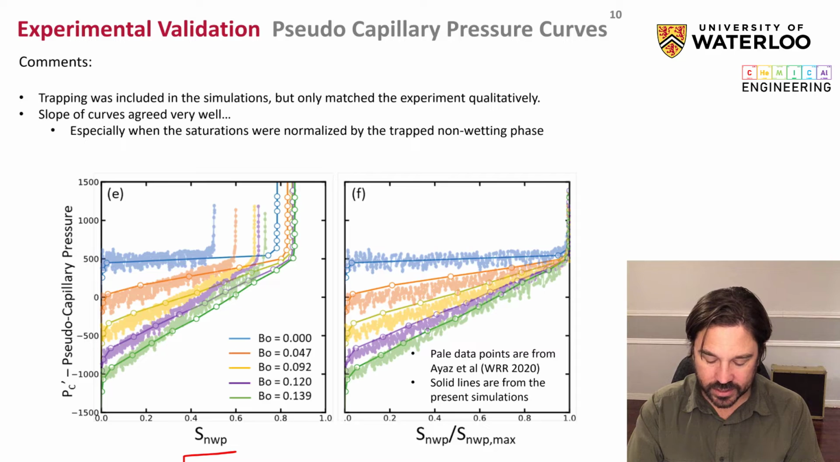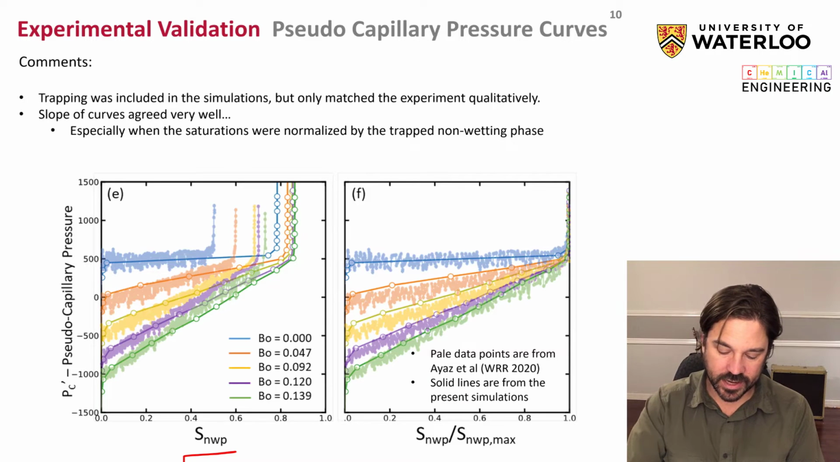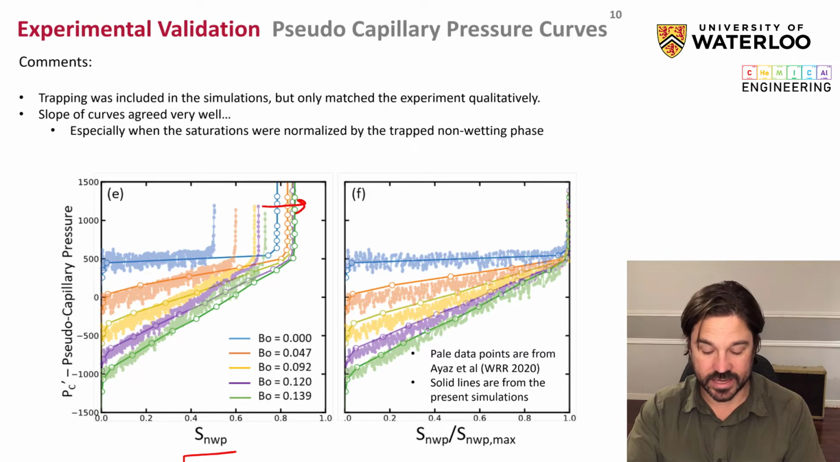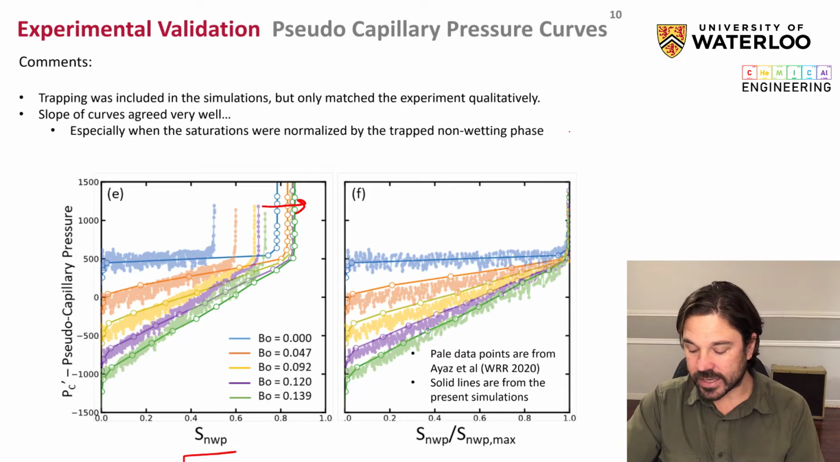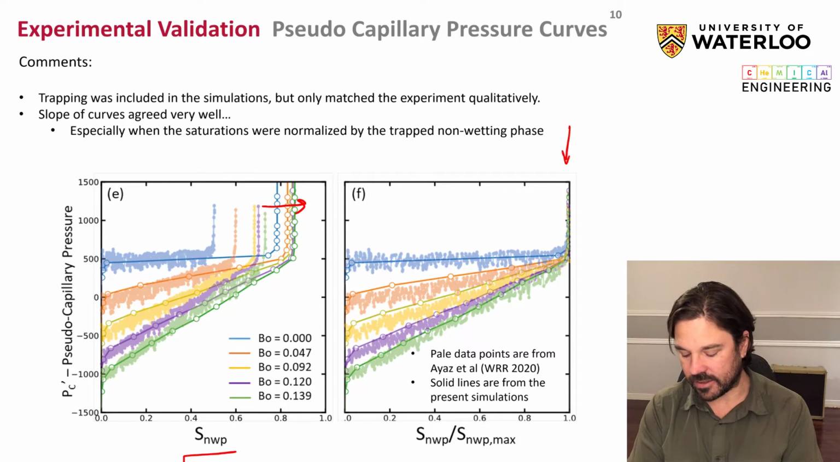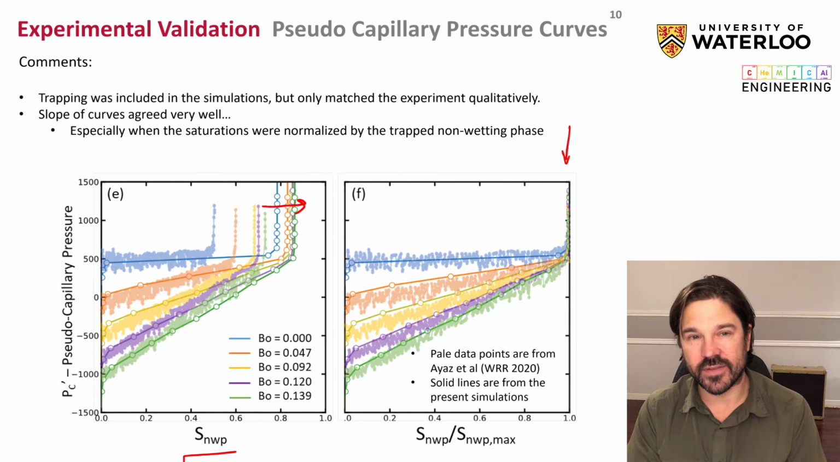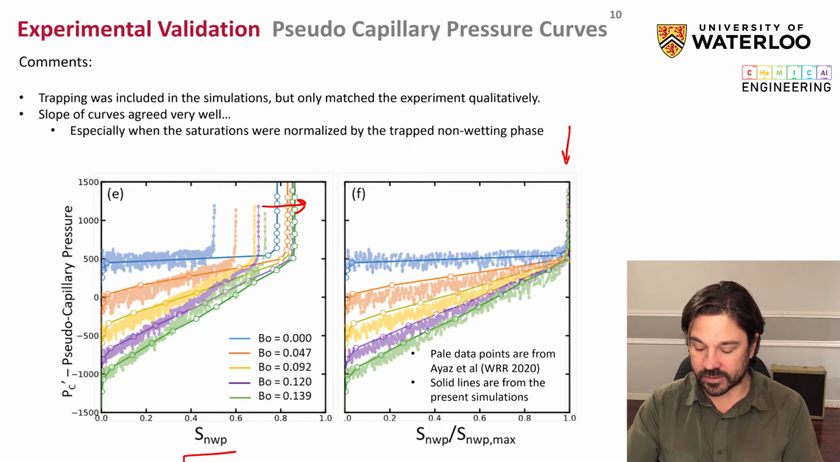But qualitatively, the trend is correct. As we go to higher and higher bond numbers, less and less trapping occurs, as they saw. It's just the absolute amount that is different. If you normalize the simulations by the maximum amount of non-wetting phase that was invaded, the agreement is actually quite good. All of these lines are more or less falling on top of each other.